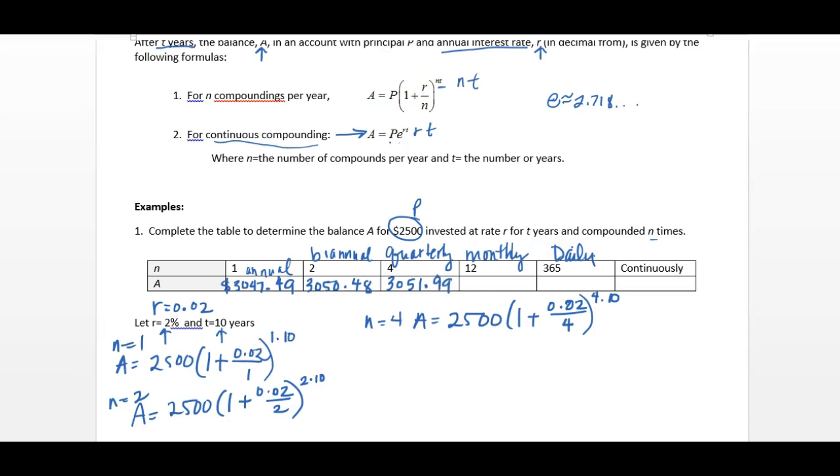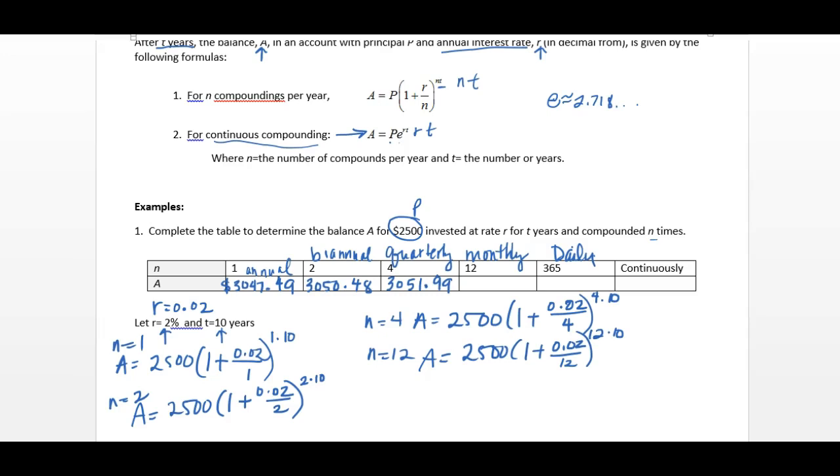Notice there's not a huge change if it compounds twice a year or 4 times a year. It's a $1 difference, basically, $1.50. But what if it compounds 12 times a year, monthly? All right, let's run that. So it's going to be 2,500 times 1 plus the rate divided by 12 raised to the 12 times 10 power. So it's the 120th power.